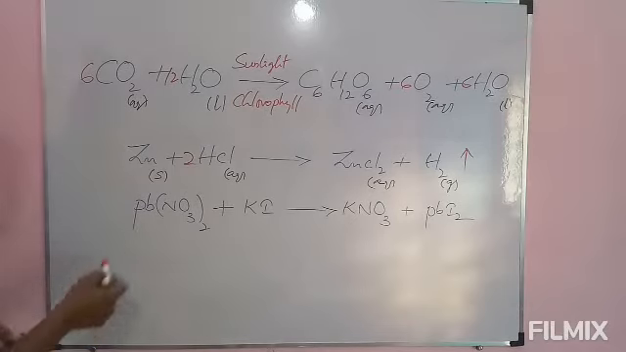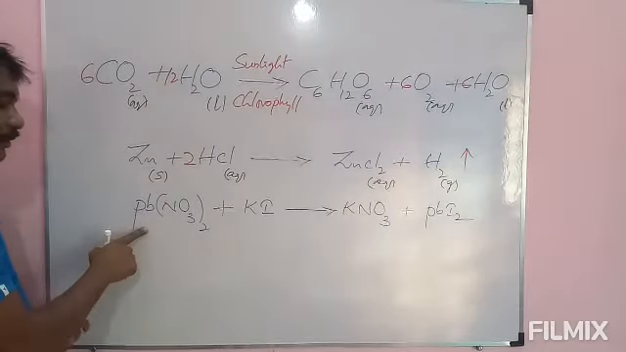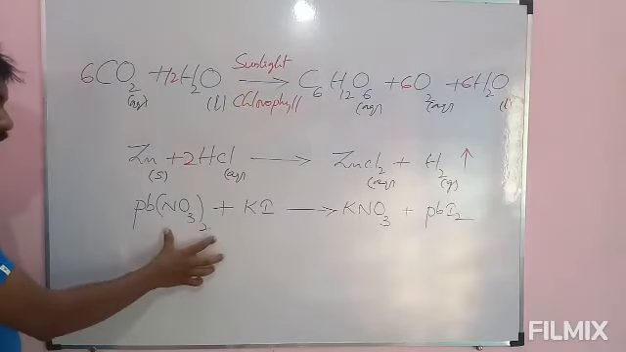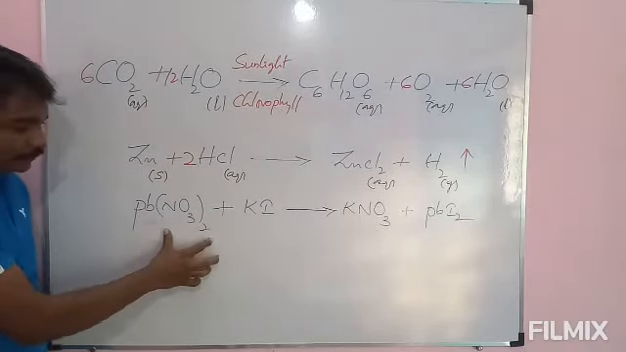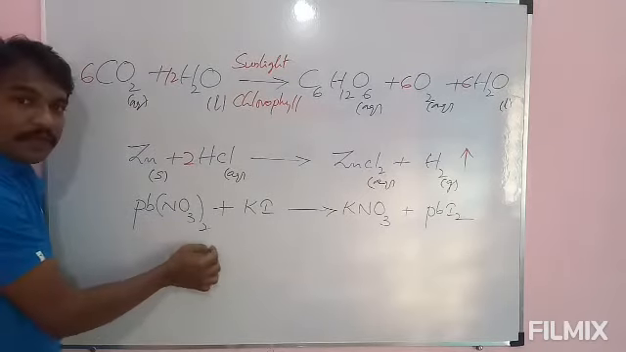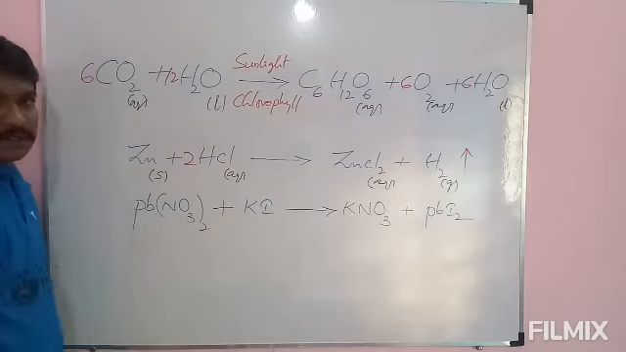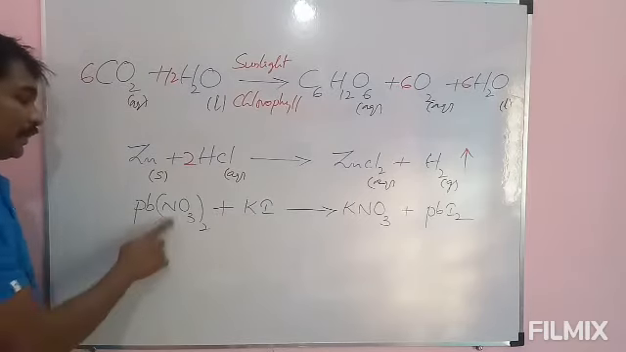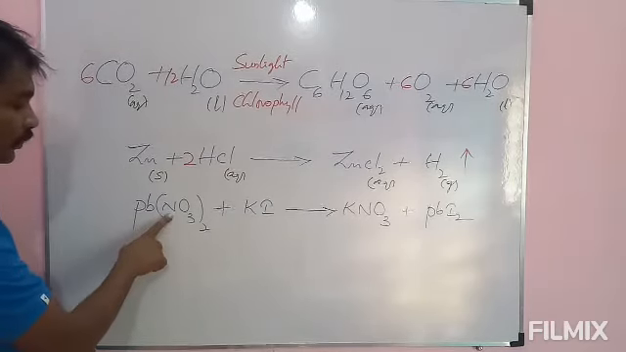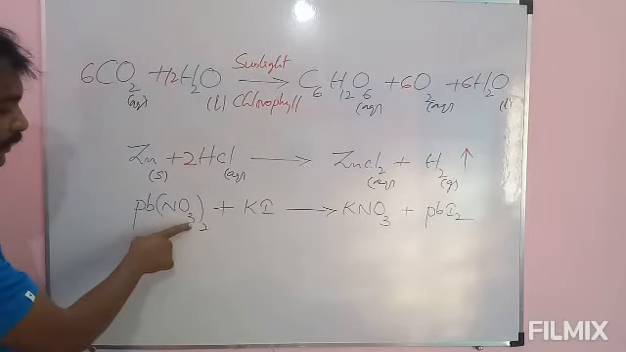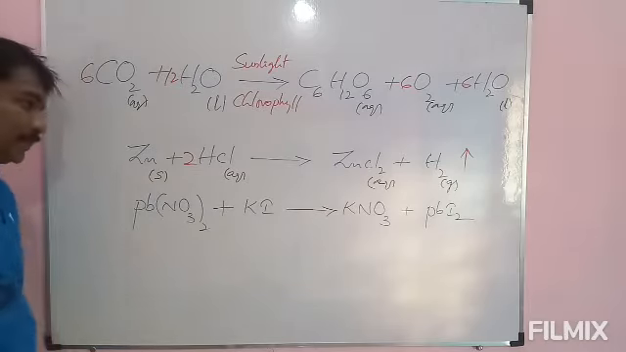See here, lead atoms on the reactant side and product side, 1 and 1, balance. You observe here a special feature came: NO3 twice. This 2 belongs to both nitrogen and oxygen. 2 into 1 nitrogen, 2 nitrogens; 2 into 3 oxygen atoms, 3 2s are 6 oxygen atoms.